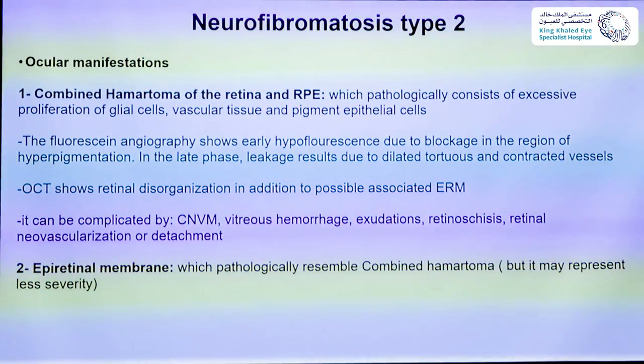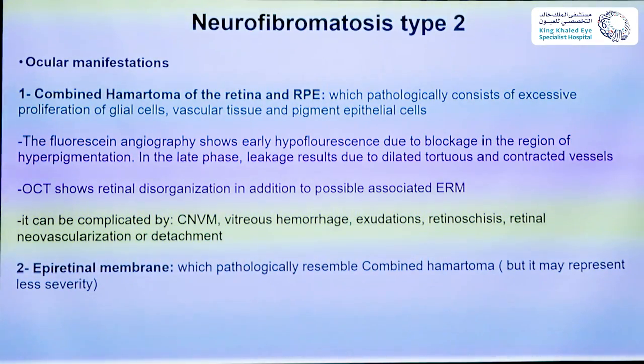and the RPE, and epiretinal membrane. So combined hamartoma, as we know, is abnormal proliferation of the glial, vascular, and RPE components. So it's like abnormal proliferation of the retina and the RPE. The fluorescein angiography can show early hypofluorescence because, as we know, you have pigment epithelial cells, and pigment blocks the transmission in FFA.